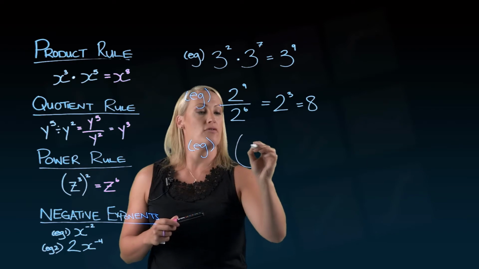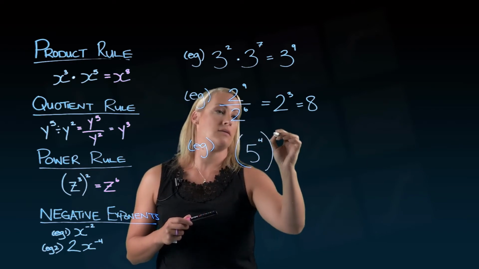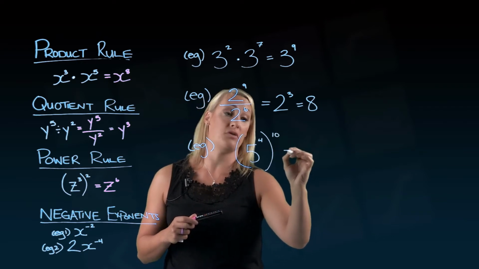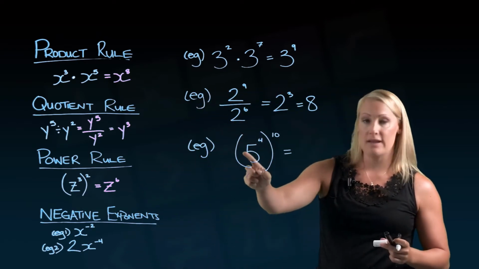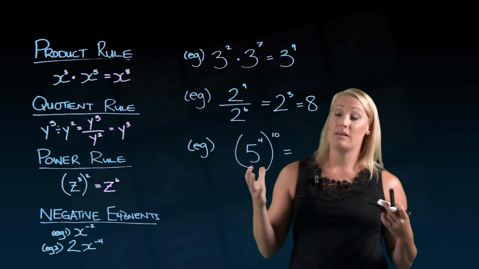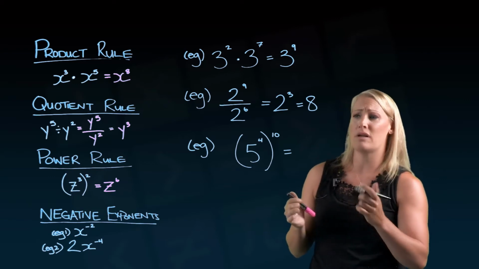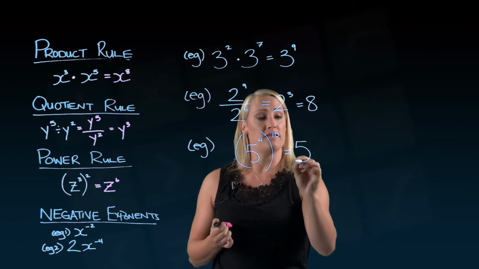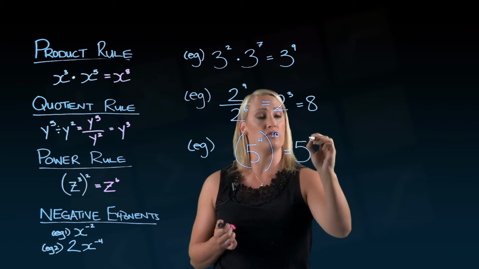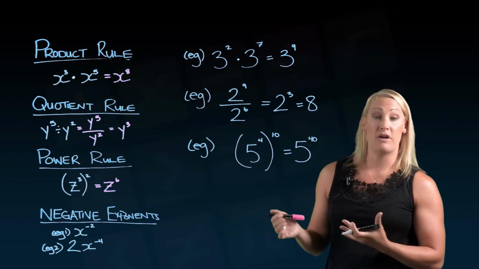So let's have 5 to the power of 4 to the power of 10. Doesn't matter what our numbers are. We're just going to multiply them. And again, I could find out what 5 to the power of 4 is, and then I could multiply that times itself 10 times. But that's a whole lot of work and a whole lot of math. Instead, I can just leave the base the same and multiply those two values together. Now I've got 5 to the power of 40 as my final answer.